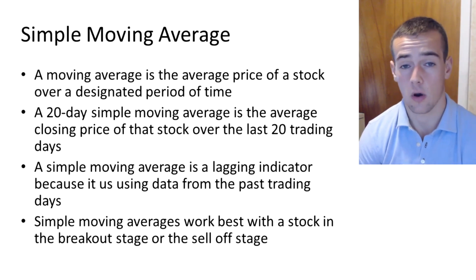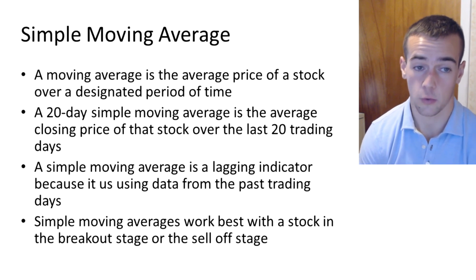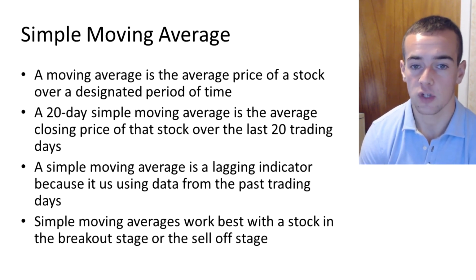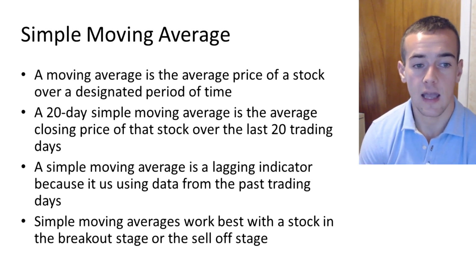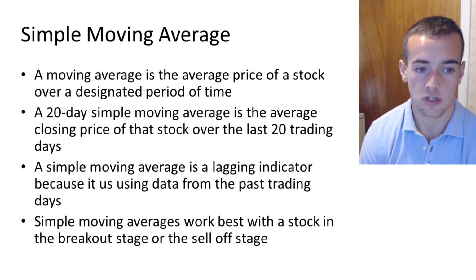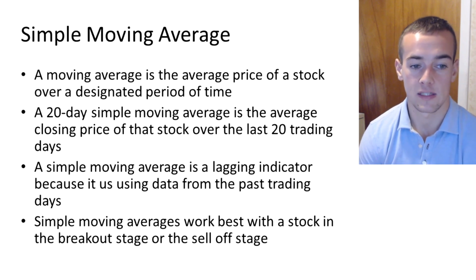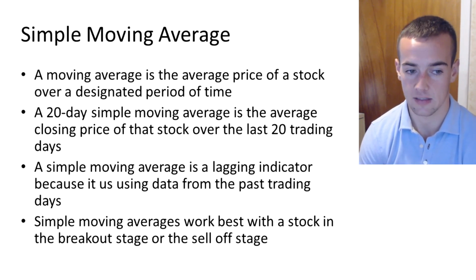So now we're going to talk about the technical indicators I follow that are a derivative of price, and the first is the simple moving average. A moving average is the average price of a stock over a designated period of time, and the 20-day simple moving average is the average closing price of that stock over the last 20 trading days. Now, a simple moving average is a lagging indicator because it is using data from the past trading days.